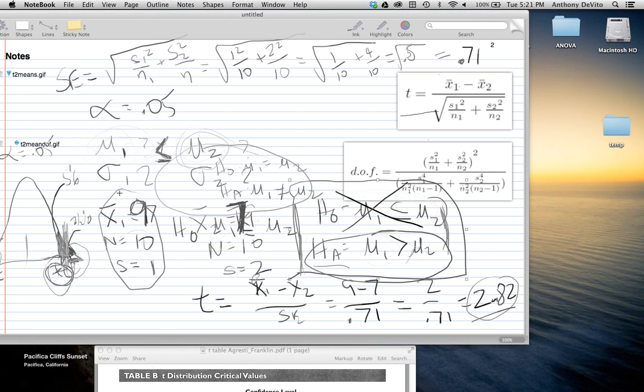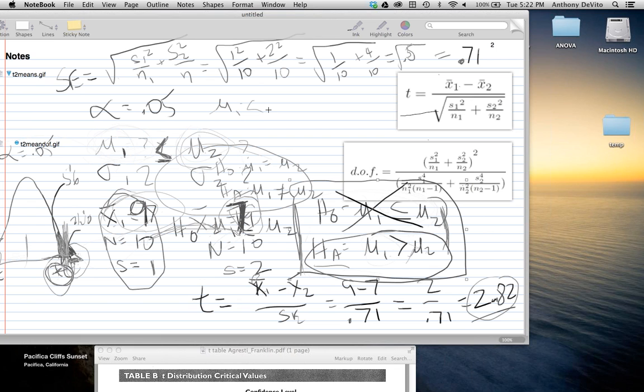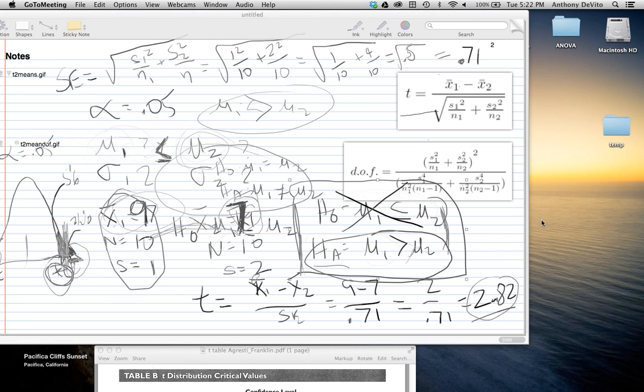That indeed it's not an accident that sample 1 had a mean of 9 and sample 2 had a mean of 7. That indeed the means for the two populations are probably, with at least 95% certainty, or 5% chance of being wrong, different as well. The actual means of the populations, mu 1 is greater than mu 2. We know that with less than 5% chance of being wrong. We don't really know it, but we know with that level of uncertainty.